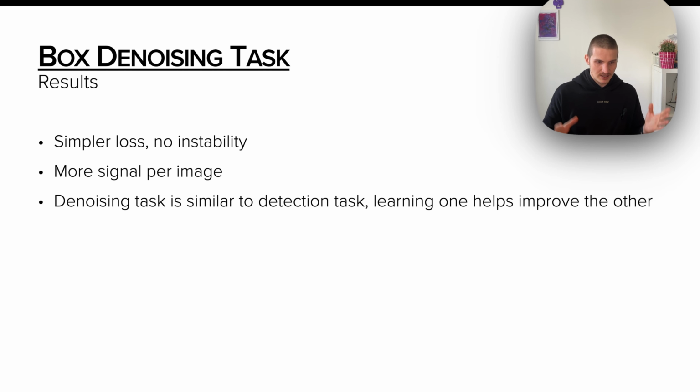And so the result of that is that the loss itself is simpler. So we don't have this instability in bipartite matching loss. We just have the original noised bounding box, and we have the ground truth bounding box. They are connected directly to each other, and that's just simpler and no instability. We get more signal per image. So instead of just 2 objects in the bird case, we get 2 objects for the normal version and then an extra 10 objects for the denoising version. And the tasks themselves are similar, which allows us to use one task to improve training on the other task.